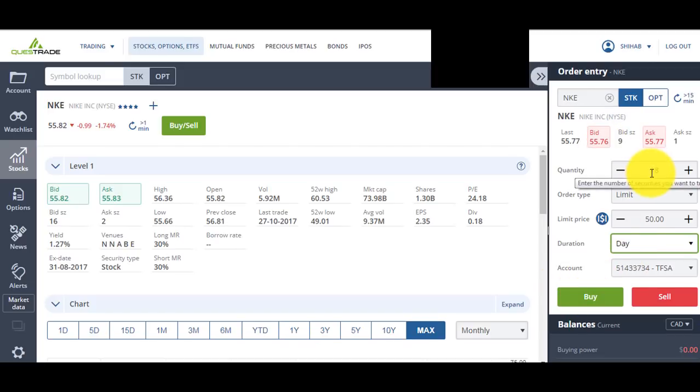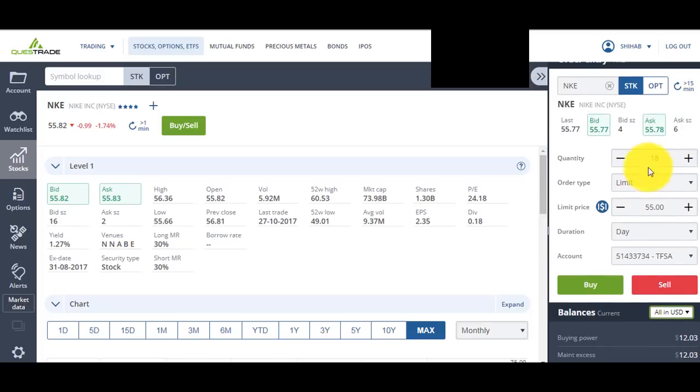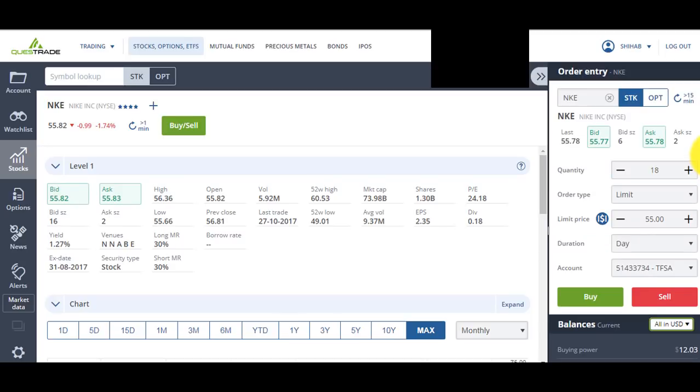So I have 18 shares, limit price at 50 or 55. I think I had said 55. Now mine is not going to work because I don't have any buying power. You can see at the bottom here, buying power, all in USD. My buying power is $12. So obviously I can't buy Nike because I don't have enough liquidity. But let's say I did.